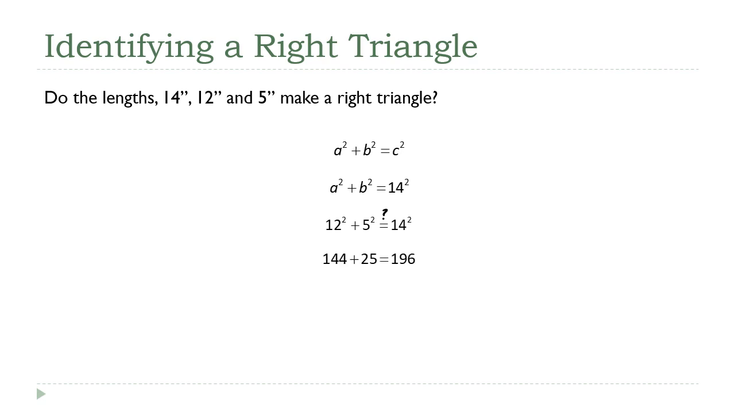All right, so now if we go through the arithmetic, 12 squared is 144, 5 squared is 25, 14 squared is 196. And if we add up those numbers on the left, we get something that is not true. 169 is not equal to 196, which means that those three lengths cannot possibly make a right triangle.